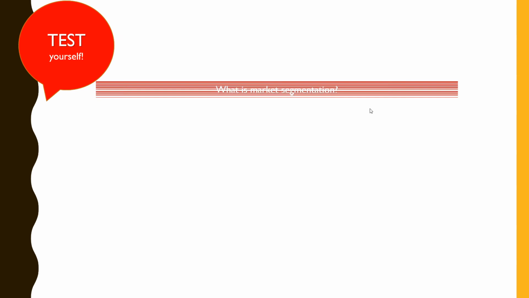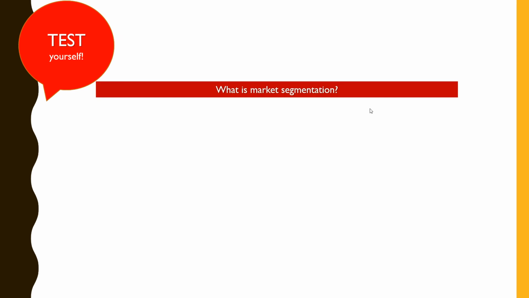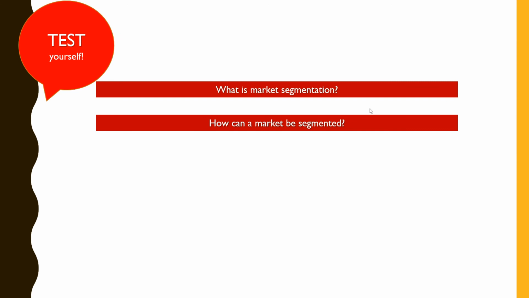Okay, it's time for you to test yourself. This is something new that I've just added. There are some questions that are going to flash out here. You're going to do this as your homework or to prepare yourself, just to see whether you remember what we have covered in this class. The first question, what is market segmentation? Can you define market segmentation? Second question, how can a market be segmented? We spoke about this as well in terms of demographic, psychographic, and things like that, right?